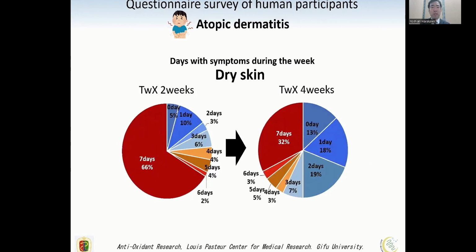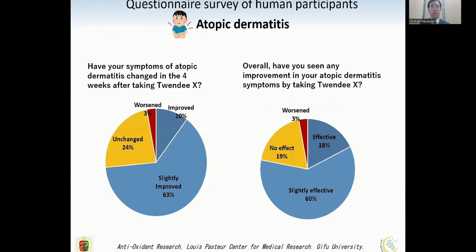And regarding the dryness caused by eczema, 2/3 of the patients were suffering from dryness 7 days a week. After 4 weeks, however, the dryness was greatly improved and reduced to 1/3. And when asked the question, overall, was 20X effective for atopic dermatitis? Nearly 80% of the participants responded yes. We found that 20X improves the symptoms of atopic dermatitis patients.